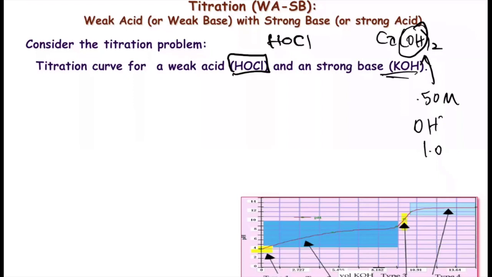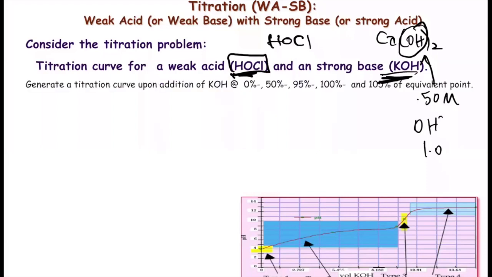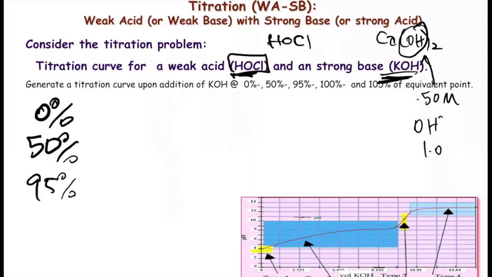In this particular case, it's monobasic. Potassium hydroxide only has 1 hydroxide to deliver. And your analyte is monoprotic, and it's going to be neutralized. So in this problem, I say calculate 0%, 50%, 95%, 100%, and 105% of the equivalence point.